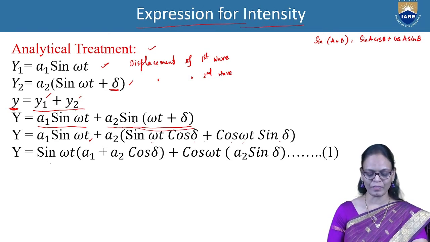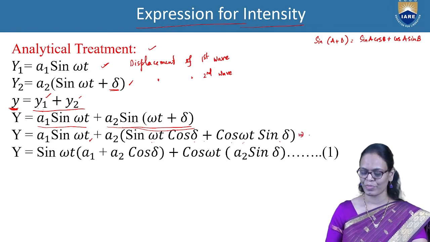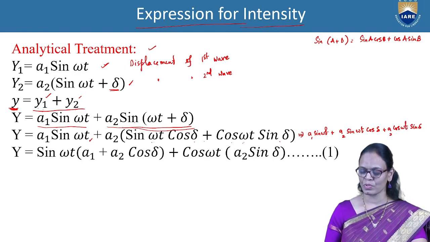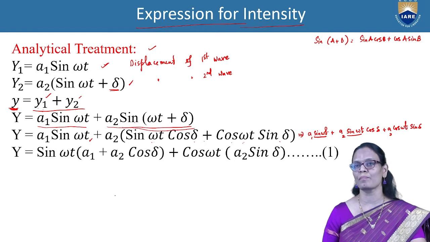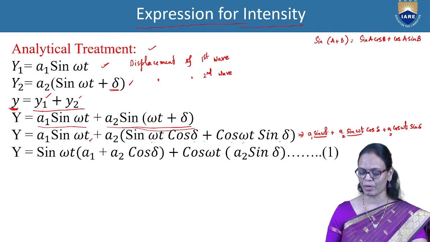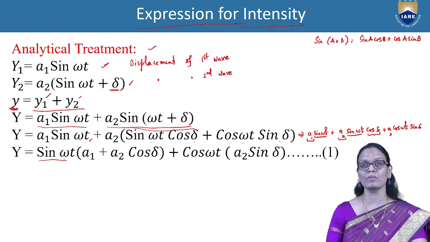Now expand. We can write this again as a1 sin omega t plus a2 sin omega t cos delta plus a2 cos omega t sin delta. I am just opening the bracket. In the first term you have sin omega t, second term also you have sin omega t. We can take out sin omega t common from both the terms. What is left in the first term is a1 and in the second one we have a2 cos delta. So we write sin omega t into (a1 plus a2 cos delta).